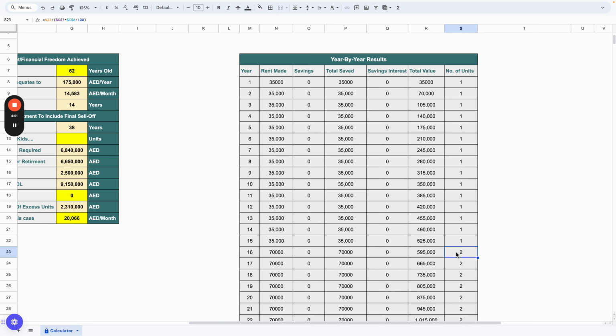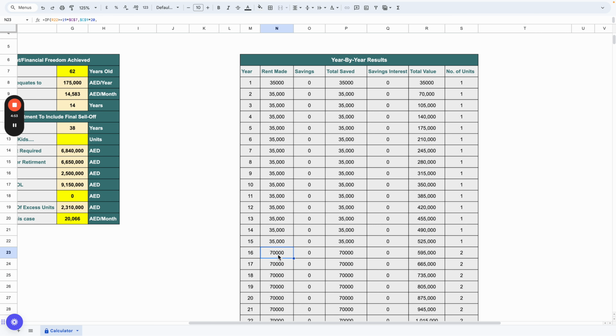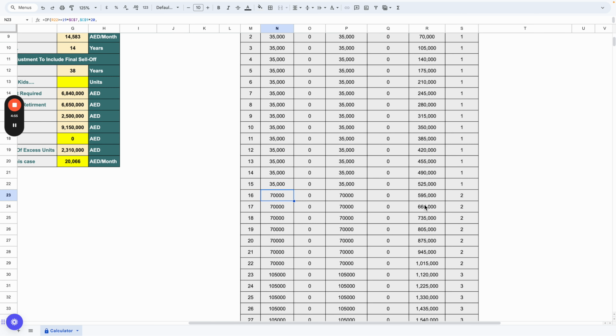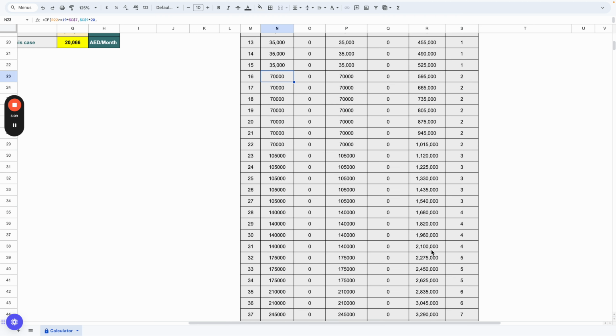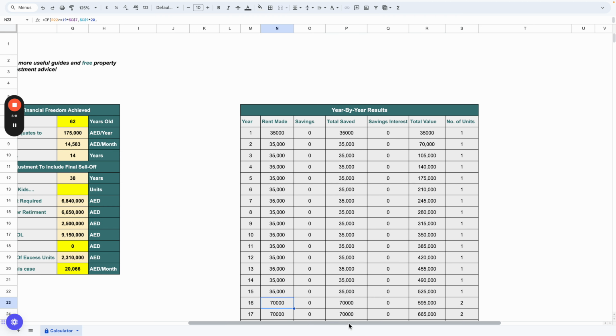Okay, so now we've got 2 units and we've got double the rent from those 2 units. And that continues for a further few years. Interestingly, of course, the years drop significantly because we've now got 2 units paying us rent, and so on. And then it gets up to 3 units, then 4 units, 5 units, and so on.